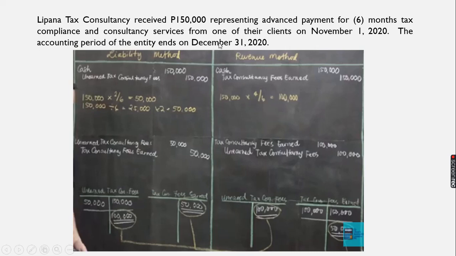So, nakakuha siya ng, si Lipana Tax Consultancy naka-receive ng 150,000 representing a payment for 6 months tax compliance. So, from November 1, 2020, the accounting period of the entry ends, yan, November 1, November, December. So, ang babayaran lang ay i-recognize mo lang at the end of the year or December 31, 2020 is 2 months, tama? So, unahin natin yung liability method.